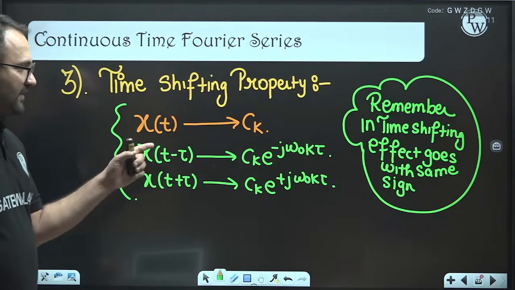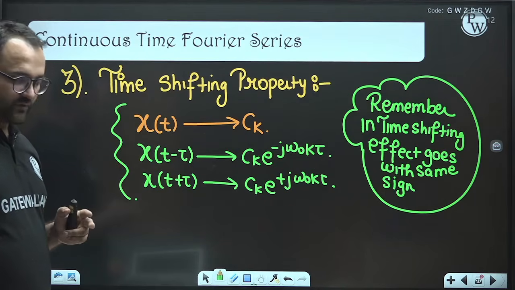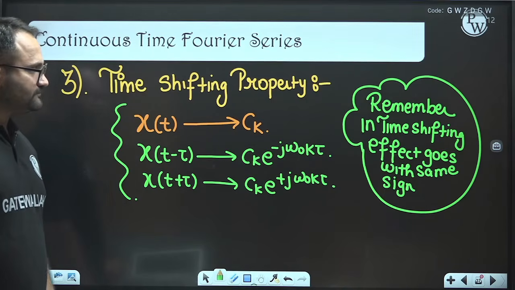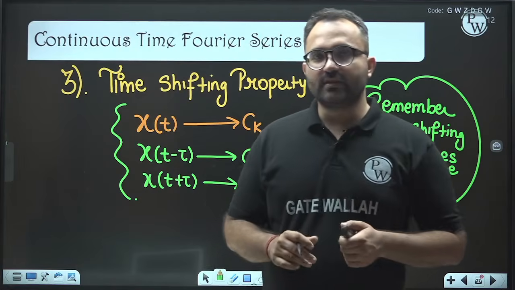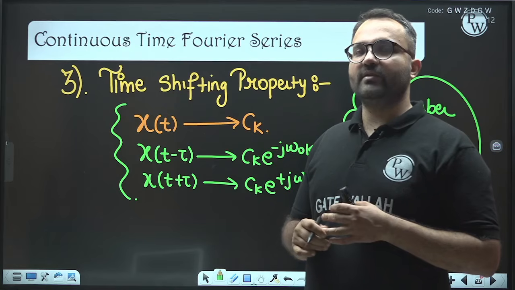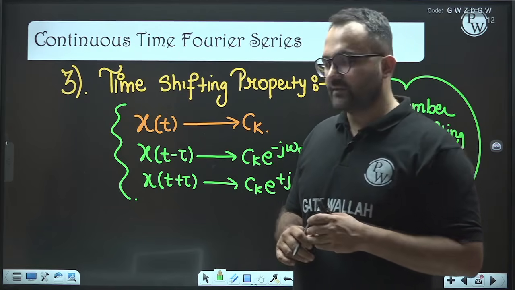So always remember in time shifting, the same property goes in Laplace also, continuous time Fourier transform, and all the transforms. Okay. So we'll continue from this point in the next session, in the next series. We'll be seeing the half wave symmetry, hidden half wave symmetry, hidden odd symmetry, and we'll be solving many questions for Fourier series. Thank you.